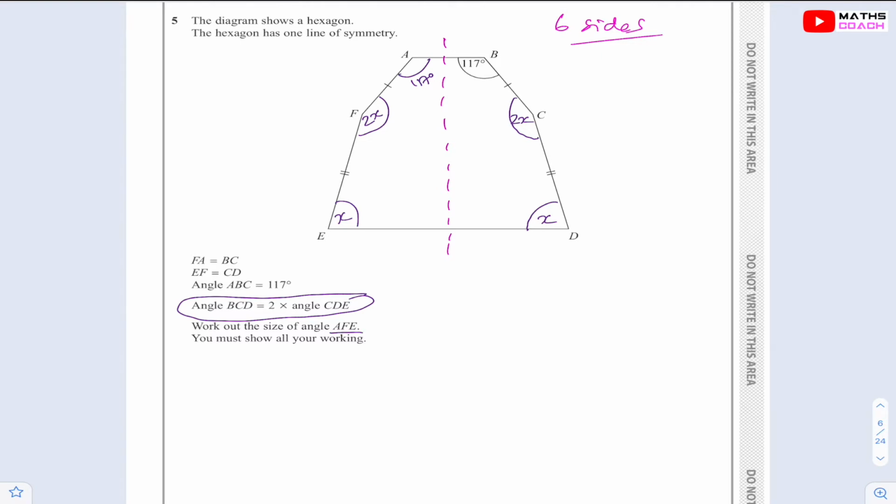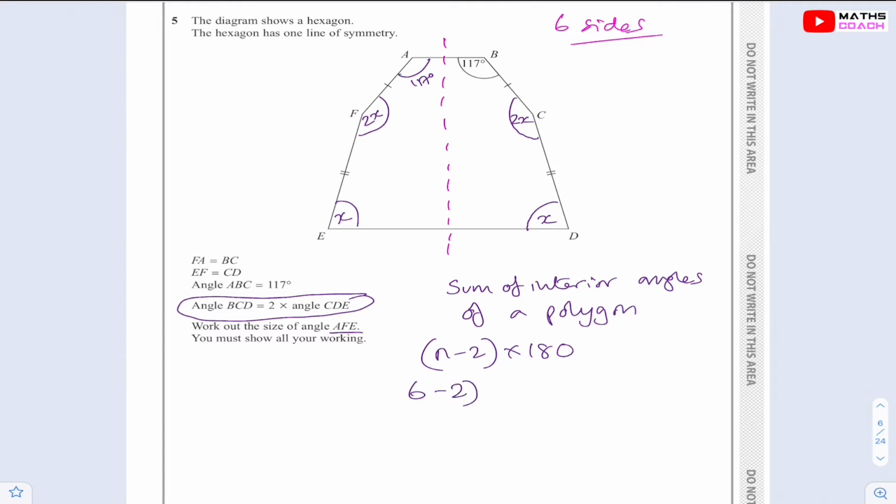For this, you need to know the sum of the interior angles of a polygon. Okay, so I'll write that down for you. Sum of interior angles of a polygon. And the formula for that is n minus 2, n meaning the number of sides, and you times that by 180. So for our question, we have a 6-sided polygon, so it will be 6 minus 2 times by 180. If you put that into your calculator, you get 720 degrees. So all of these angles add up to 720 degrees.